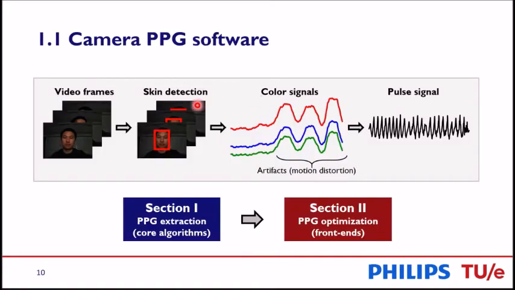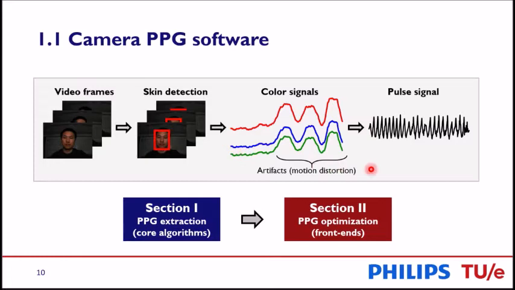And this is the basic workflow for camera PPG extraction. The input is the video frames that include a subject. The first step is skin detection, to detect the face, for example. Then from the skin, we measure the color signals, like RGB signals, in the time domain. And then we extract a one-dimensional pulse signal from the input color signals.